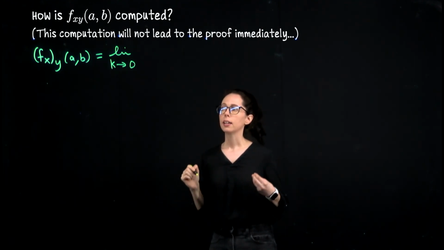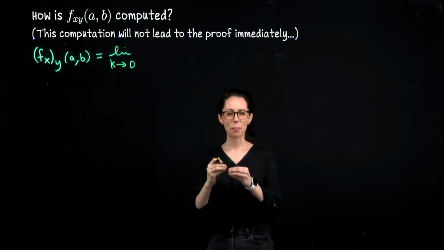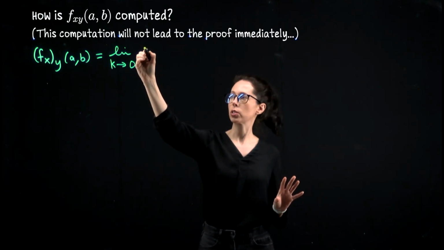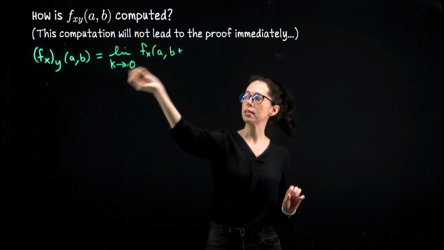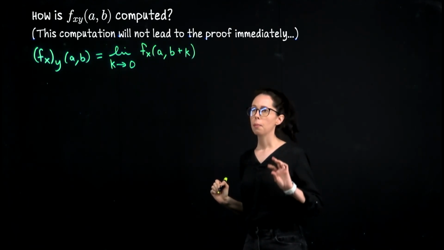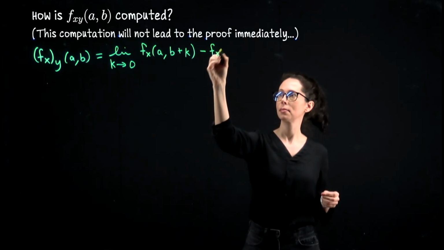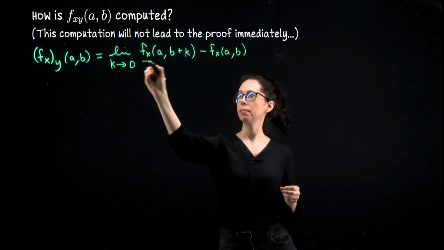I want to take f sub x, df dx, and freeze it at (a, b), and then imagine just perturbing it in the y-coordinate only. So the correct numerator for this difference quotient will look like df dx at (a, b plus this little perturbation), so b plus k, minus how this function behaved at the point (a, b). That over k.